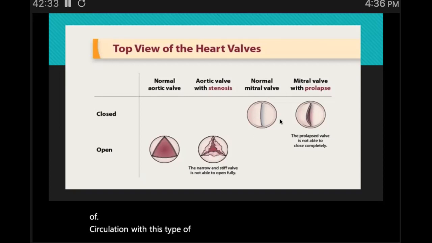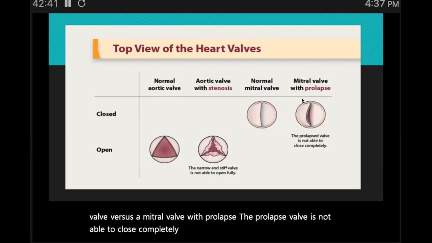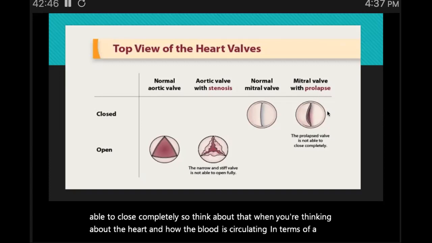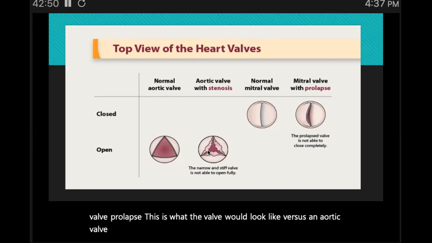Here we have a normal mitral valve versus a mitral valve with a prolapse. The prolapse valve is not able to close completely. So think about that when you're thinking about the heart and how the blood is circulating. In terms of a mitral valve prolapse, this is what the valve would look like versus an aortic valve stenosis where it's becoming stiff and narrow.